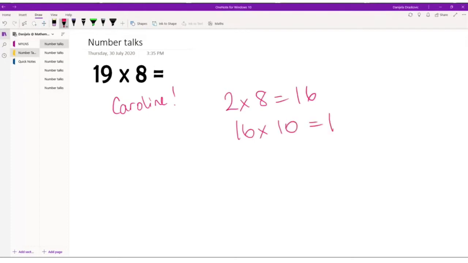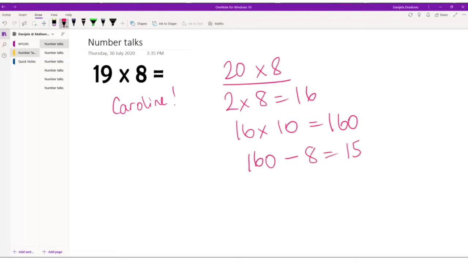Oh, wait, hold your horses. So 2 times 8 is 16. Where does the 2 times 8 come from? I just rounded 19 up to 20. Oh, I see. You didn't like the number 19, so you like 20 times 8. So you did 20 times 8, then 2 times 8 is 16, and then 10 times that is 160. And then I just subtracted 8, so it's 152. I've been hanging out with grade 5s, and that's how they do it.